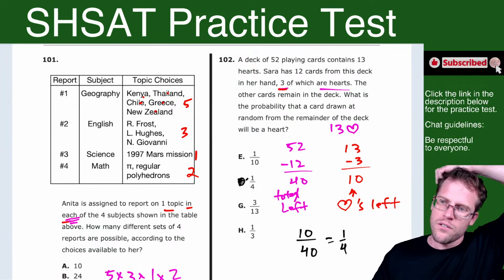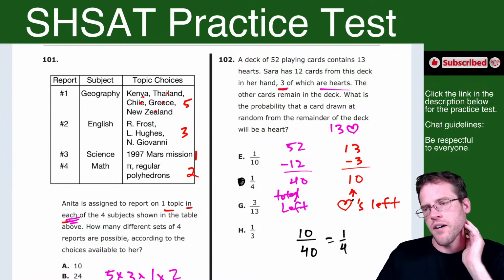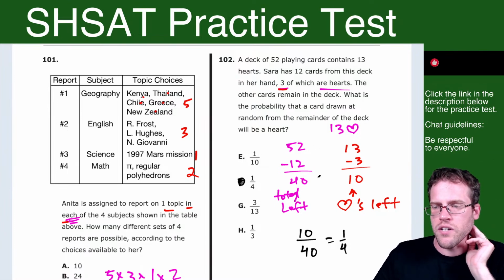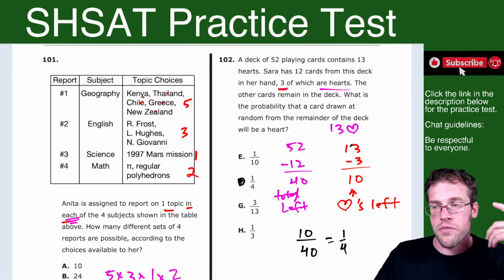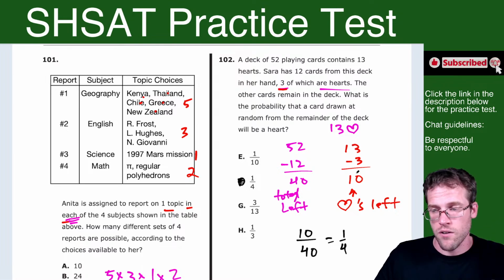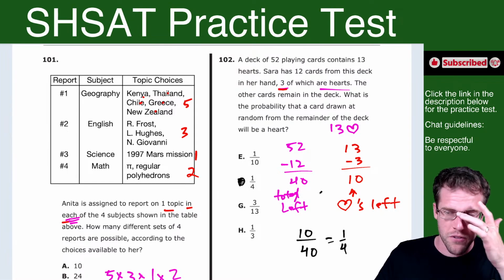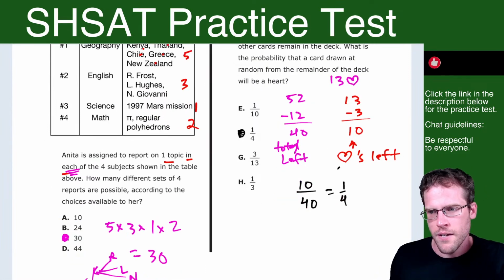Okay, so you've got to subtract twice and then divide. She took 12 cards away, so there's 40 left, but she took 3 of the 13 hearts out. So there's 10 hearts left, but there's 40 total left. So divide.